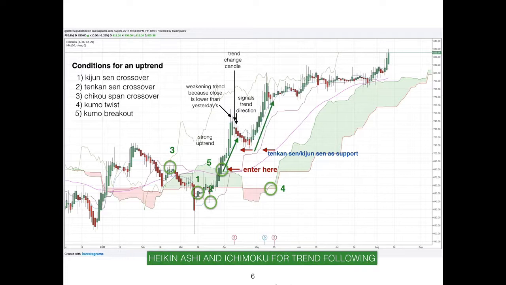So it resulted in a strong move upwards once again. So each trend change candle should be a warning for the swing trader to change his bias from bullish to bearish and vice versa, depending on the color of the candlestick that follows the trend change candle. A red candle following a trend change candle signals a downtrend. A green candle that follows a trend change candle signals an uptrend.